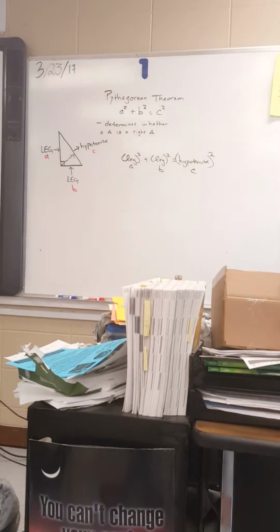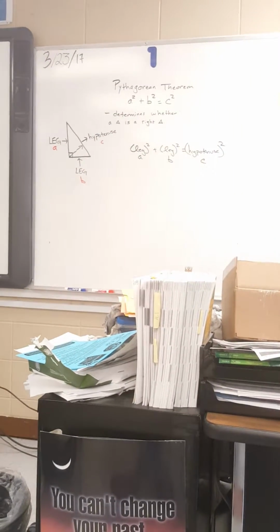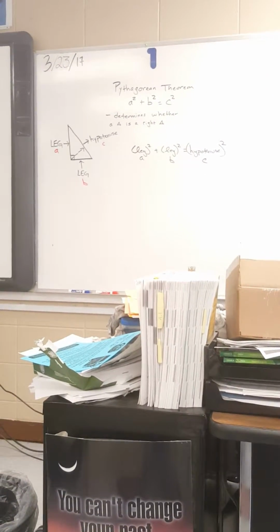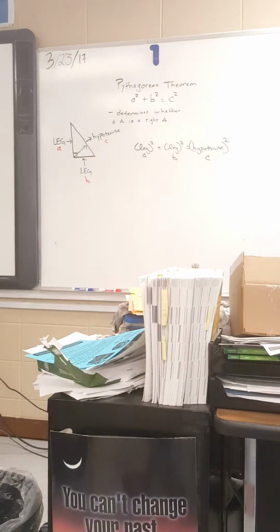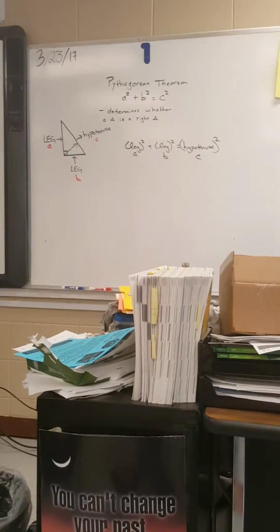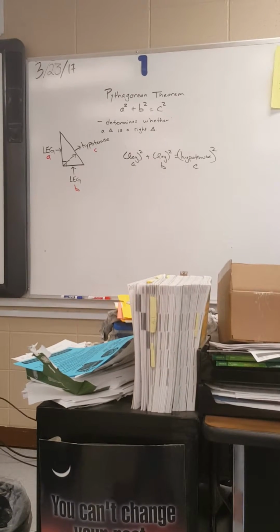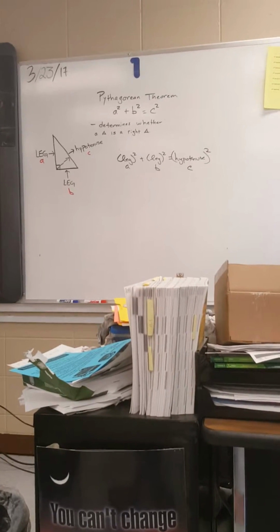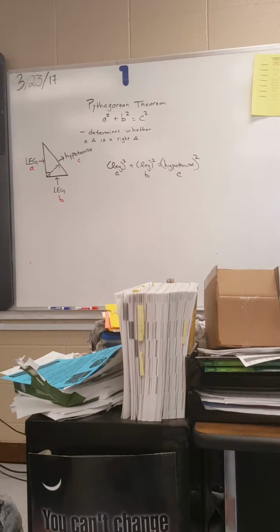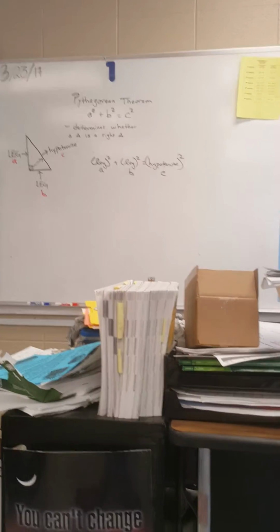Now, we can use this particular theorem for two things. One, to determine whether or not a triangle is a right triangle. And then what if I want to find a side? I've got two of them, but I'm missing one, so I need to find the third. Those are the two things we're going to do. All right? So, first go around.